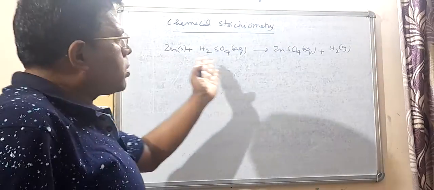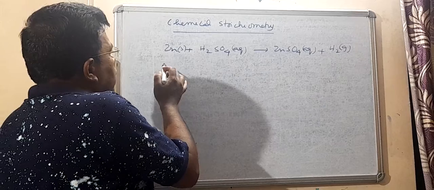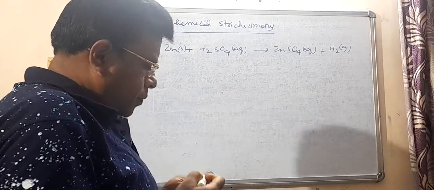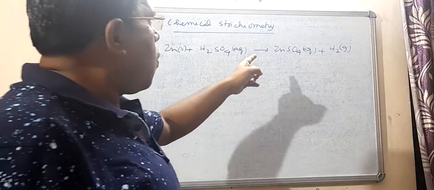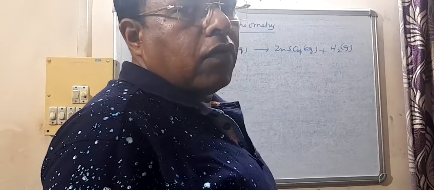Now, this equation gives us many significances. Suppose one significance can be one atom of zinc reacts with one molecule of sulfuric acid to form one molecule of zinc sulfate and one molecule of hydrogen.